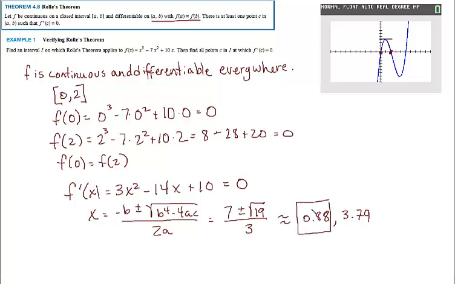Yep, that little boy is. So c equals 0.88 is my c, because f prime of 0.88, if you plug in 0.88, or the approximate, you should get 0. Therefore, Rolle's theorem has been verified. It works for this one.